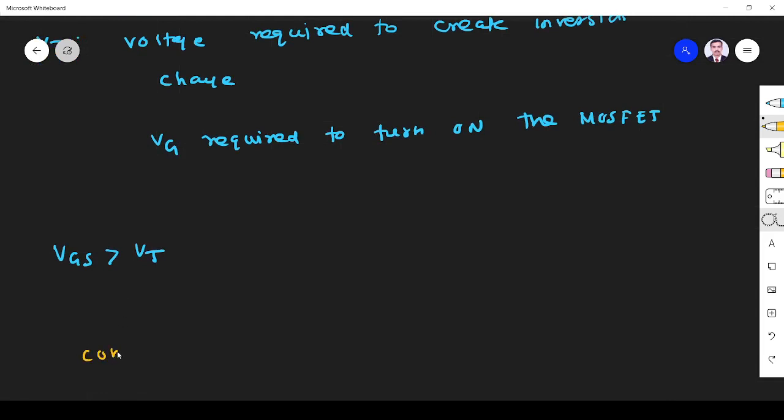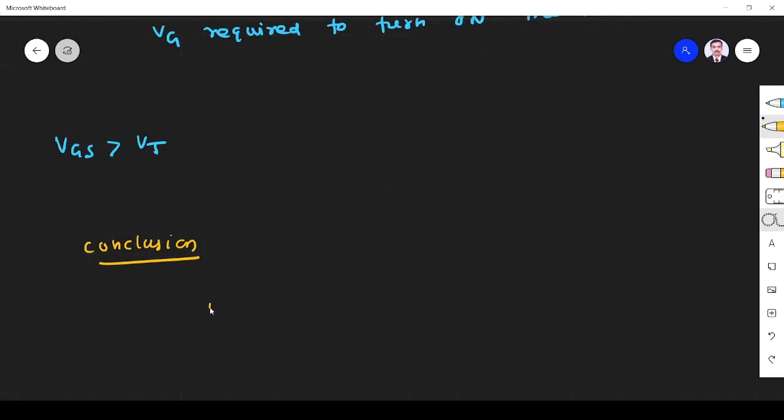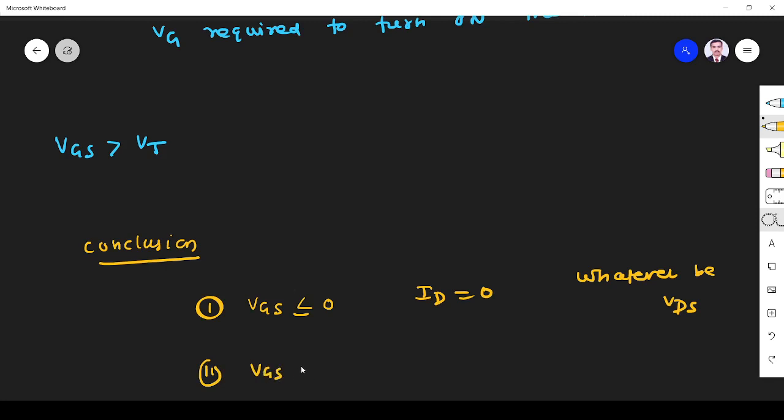So what can we conclude? In an N-channel enhancement mode MOSFET, when VGS is less than or equal to 0, ID equals 0, whatever be VDS. Whether VDS is 0 or greater than 0, as long as VGS is negative or 0, there won't be any ID. Second, when VGS is greater than 0, then channel formation starts, right? So that is a point.